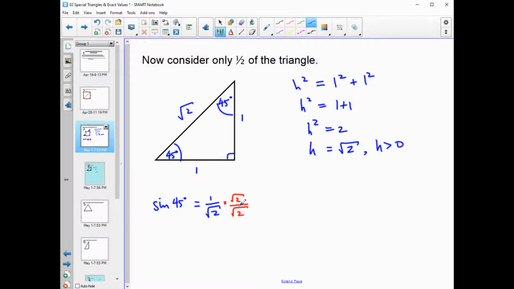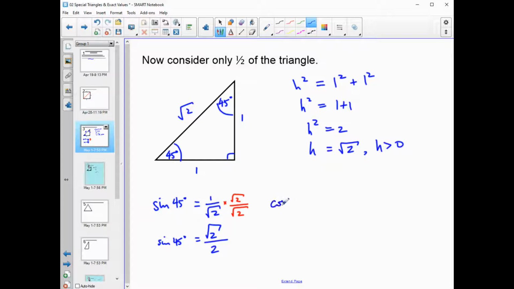I multiply top and bottom by root 2, which means I'm just multiplying by 1. I'm not actually changing anything, just changing its form, and I end up with sine of 45 degrees equal to root 2 over 2. Or, as I say, you will also see it as 1 over root 2.